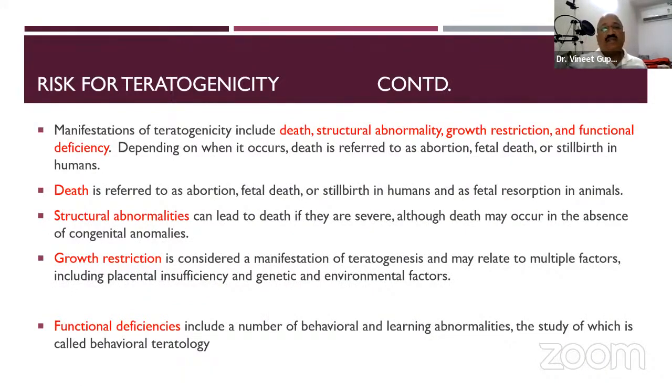Risk of teratogenicity: manifestations of teratogenicity include death, structural abnormality, growth restriction, and functional deficiency. Death is referred to as abortion, fetal death, or stillbirth in humans, and as fetal resorption in animals. Structural abnormalities can lead to death if they are severe, although death may occur in the absence of congenital anomalies. Growth restriction is considered a manifestation of teratogenesis and may relate to multiple factors, including placental insufficiency and genetic and environmental factors. Functional deficiency includes a number of behavioral and learning abnormalities, the study of which is called behavioral teratology.